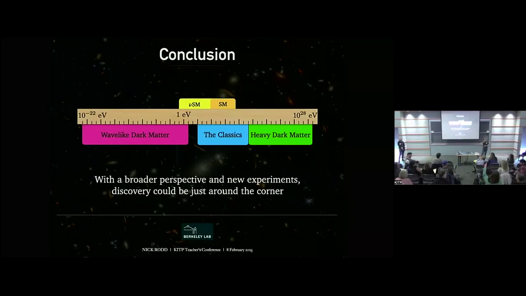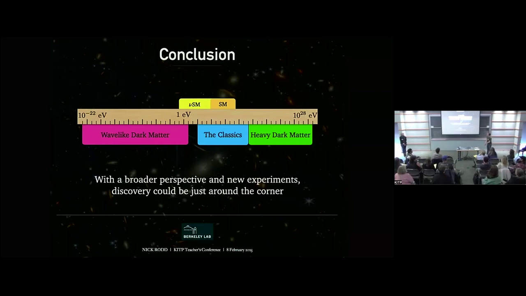I'm wondering about the gap there between wave-like and the classics, and if there are current experiments being done in the search for, I notice it's in the neutrino band. So are there current neutrino experiments being run now that are also looking for dark matter?